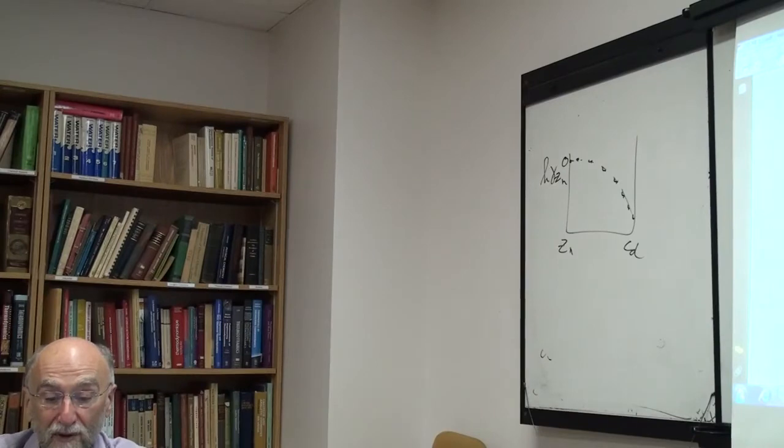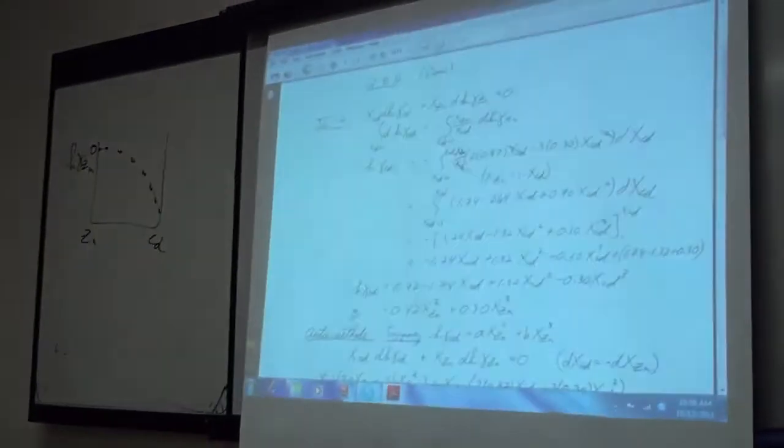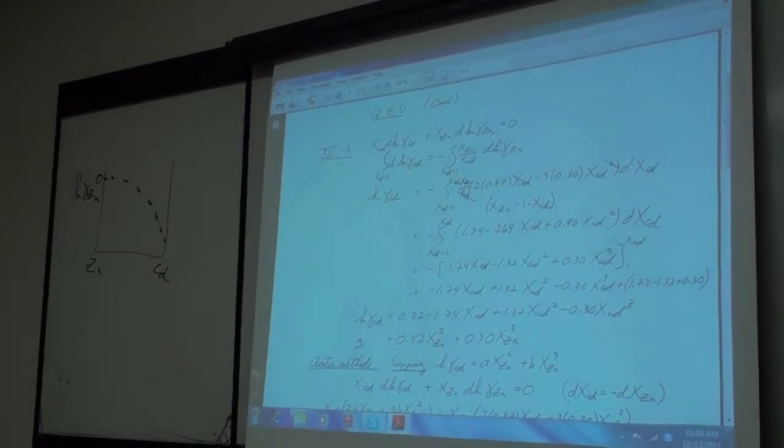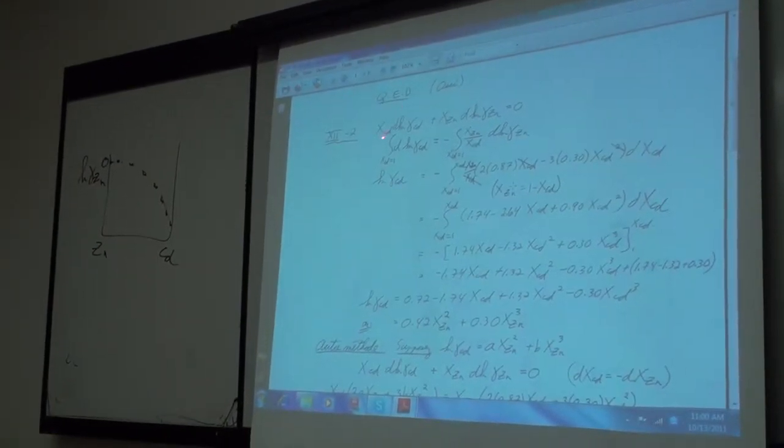All right, so I have two ways of doing this. The first way is the one I think we should look at. So there we have X cadmium d log gamma cadmium plus X zinc d log gamma zinc equals 0. This is your Gibbs-Duhem equation.